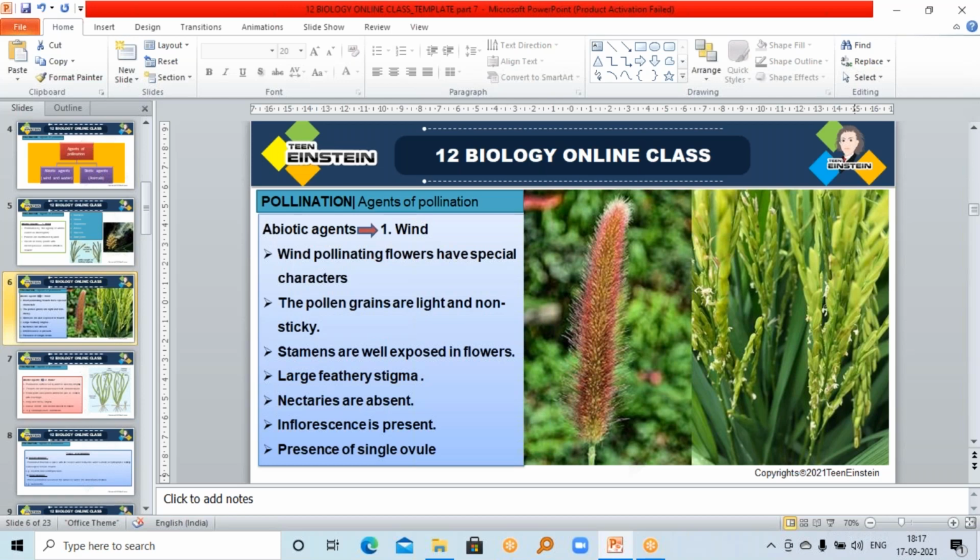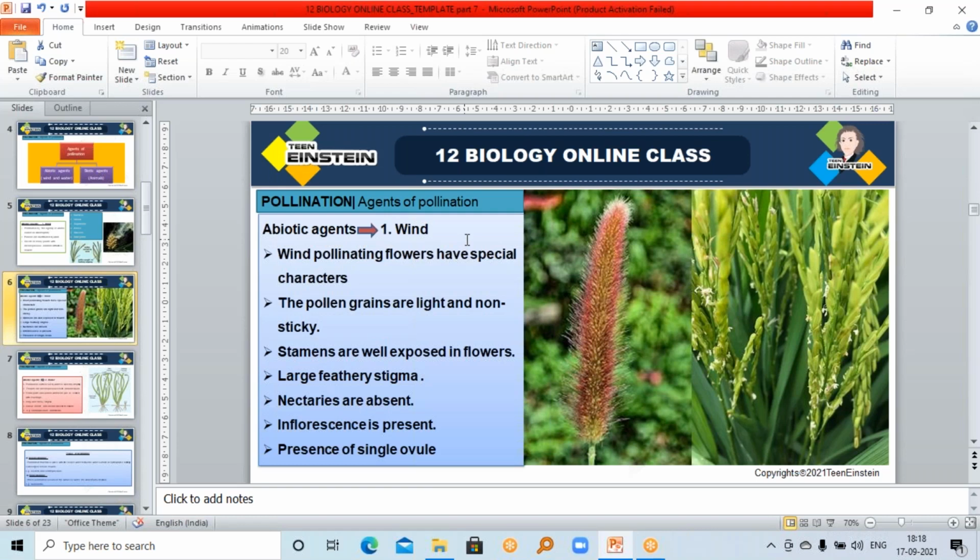So inflorescence is also present. You can see here, this is rice. In that also, this is the inflorescence. Here also, this is the inflorescence. Okay. And only a single ovule is present. These are the characters of wind pollinated flowers.